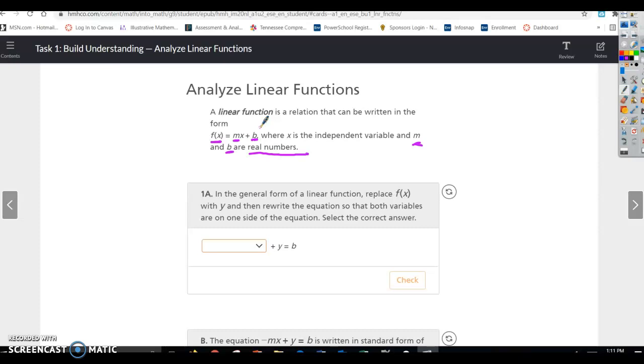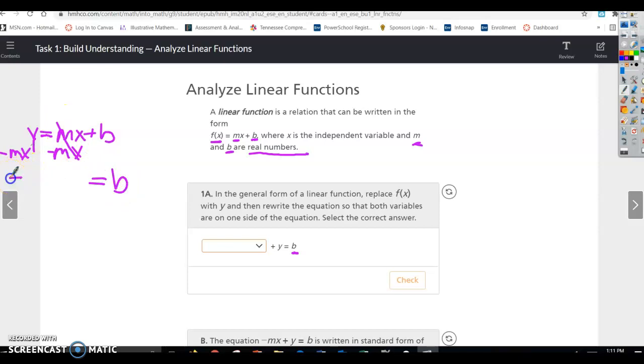So the general form of a linear function: replace f of x with y and then rewrite the equation so that both variables are on the same side. The first thing we want to do, you can see they solved for b. So think back to the section where we did formulas and we were solving literal equations. We substitute y in for f of x because those are interchangeable, so y equals mx plus b. If we subtract mx from both sides, then we get b by itself.